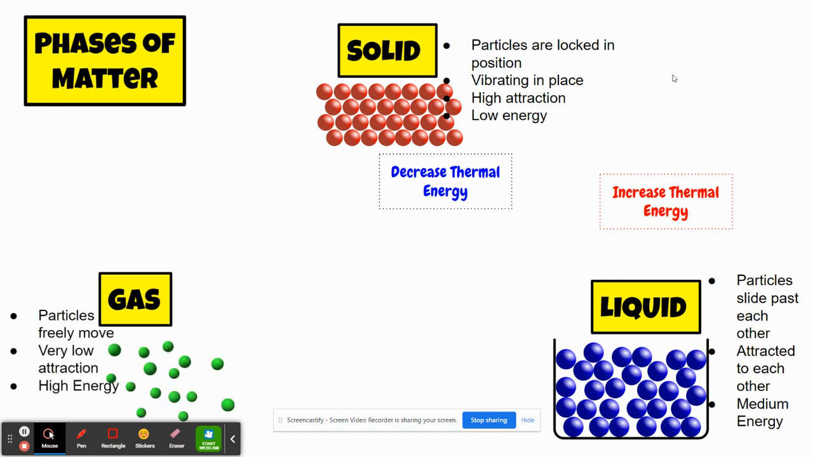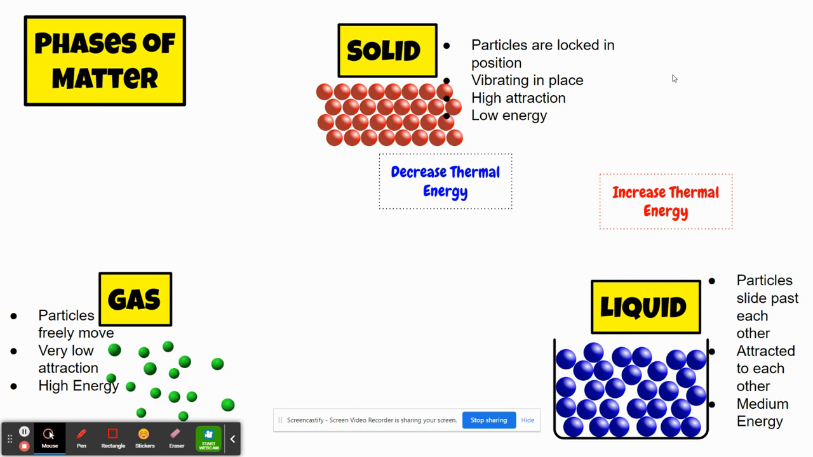And the last one that we're going to look at is gases. We haven't done an experiment on a gas yet, but we're going to study it tomorrow. Particles freely move. They have very low attraction. They have high energy. There's also a little picture to show gas particles to help you remember what those are. These are gas particles. So far, this has all been review. This is stuff you already know.